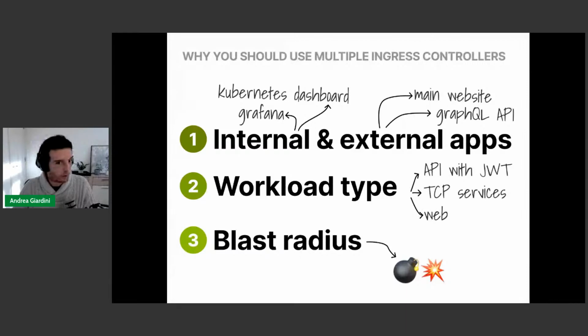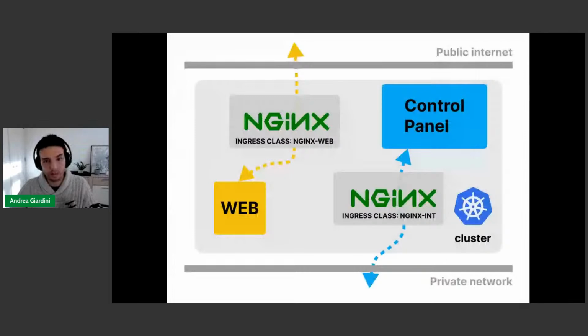You have a little representation in case you want to see how it looks when you want to expose things publicly and privately. So in this case, we have our web application exposed through Ingress NGINX to the public, and our control panel, which can be your Argo CD dashboard, your Kubernetes dashboard, and so on, exposed to your own private network through Ingress NGINX with a different ingress class. In this case, NGINX-int.